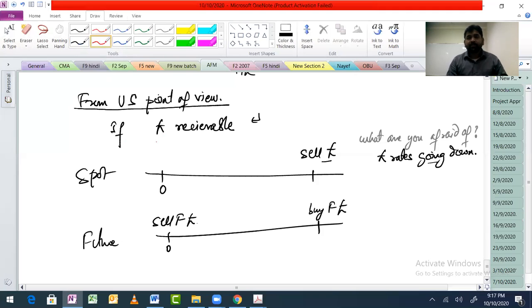Similarly, if the company has pound payable, they want to buy pounds here. It doesn't make sense to buy pounds today, because you are not going to keep them for 3 months, so you have to buy later. Now what are you afraid of? You are afraid of pound rates going up. So in the futures market, you bet on what you are afraid of. That's why I gave you all this story here.